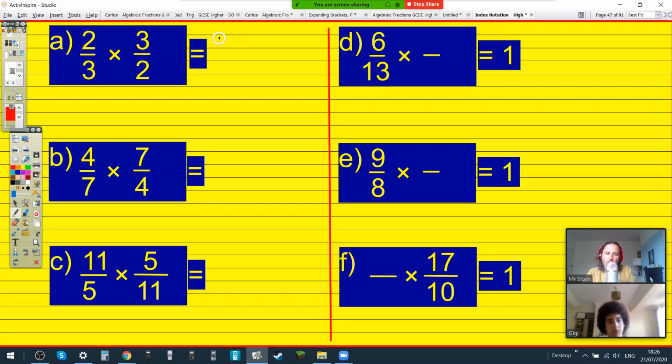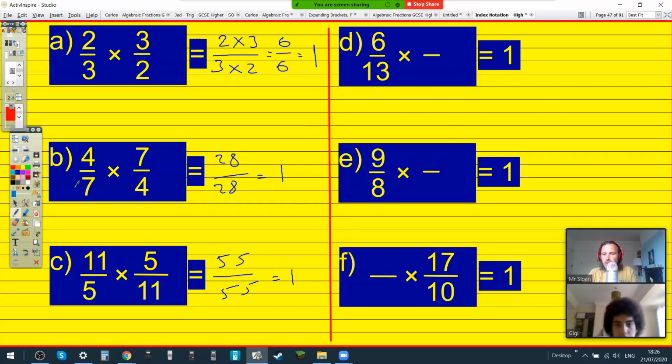Is this multiplying fractions? Yeah, so you're just multiplying across. Oh, all right. Not on a 6 over 6, which is 1. This one. This would be 28 over 28, which would be 1. That would be 55 over 55, which would be 1. Now top right.